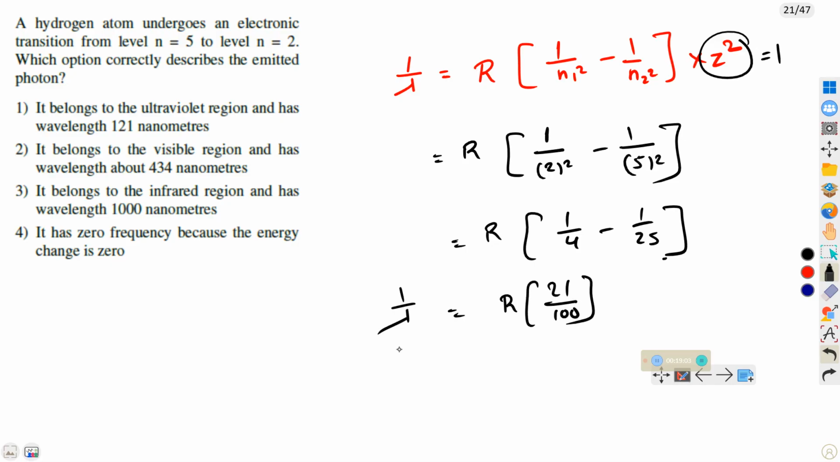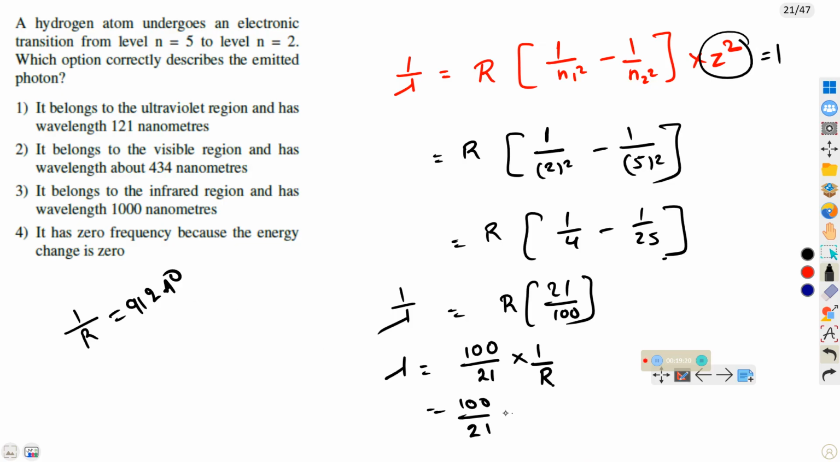1 by lambda value. Lambda is equal to 100 by 21 R, that is 100 by 21 into 1 by R. 1 by R value is equal to 912 angstroms. Substitute 100 by 21 into 912 angstroms. Simplify, then you will get 434 nanometers. So based on that, it belongs to the visible region and has a wavelength of about 434 nanometers.